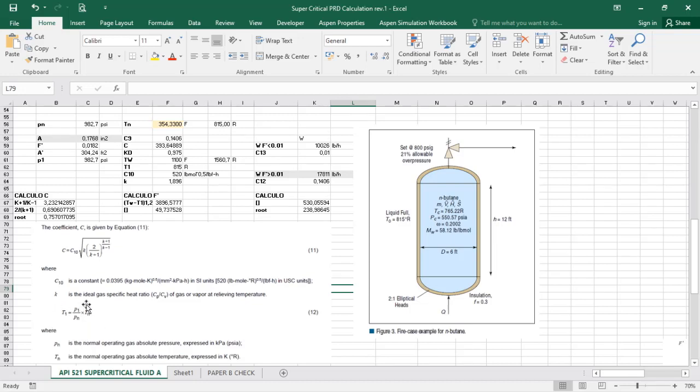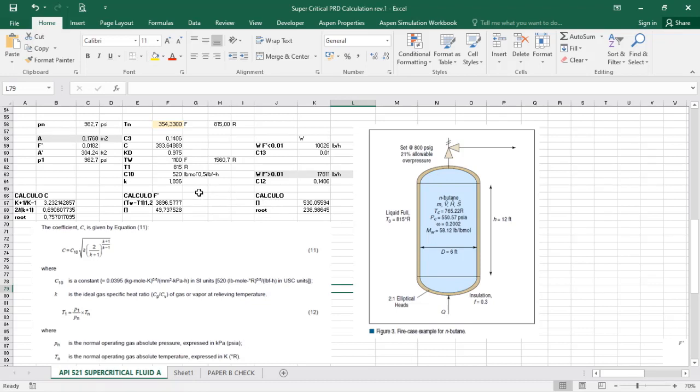If in the normal operating conditions your fluid is a liquid, you cannot apply this equation straight. In any case, according to the paper, we already have the temperature above the critical point and we have the set pressure above the critical point.